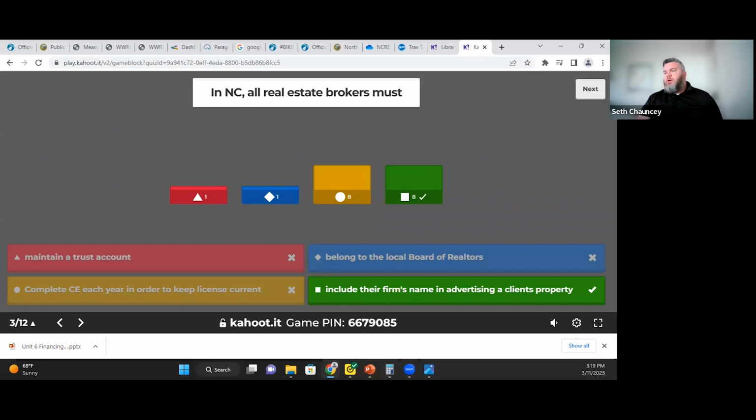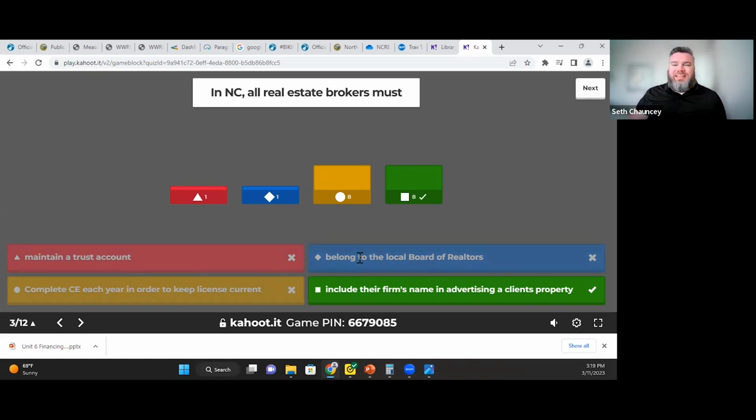So this one is talking about blind ads, folks. In North Carolina, all real estate brokers must... Let me just clarify each piece of this, okay? You do not have to have a trust account. If you're going to handle other people's money, you would need a trust account, but there's no legal requirement for a firm or a broker to have one as long as they're not handling money.